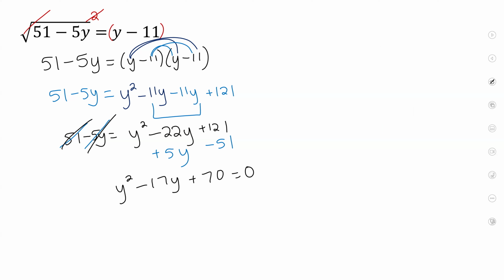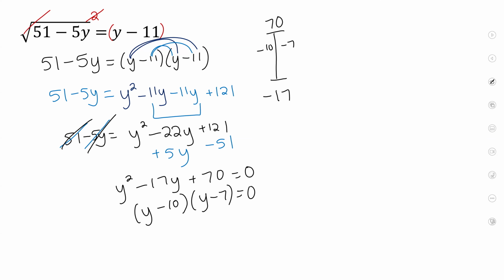All right, I'm going to do an eye chart. 2 numbers that multiply to 70 but add to negative 17. Yep, negative 10, negative 7. So I get y minus 10 and y minus 7 are my factors. These are called factors. When they're in parentheses, these are your factors. That means your solutions, or your possible solutions, we always have to check, will be 10 and 7.